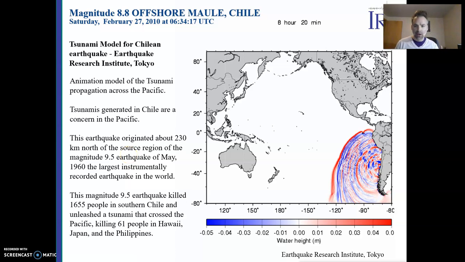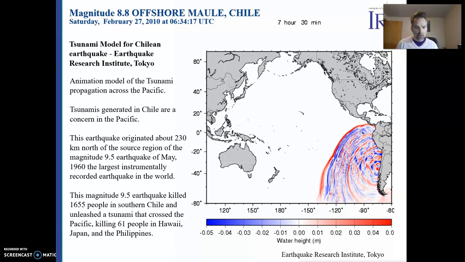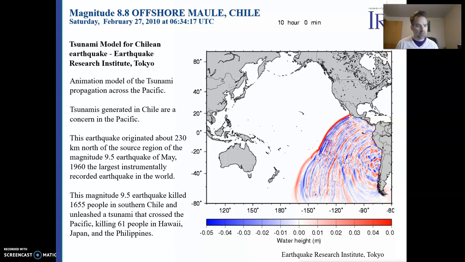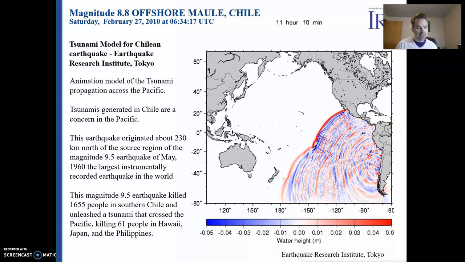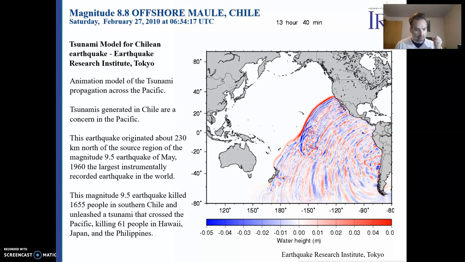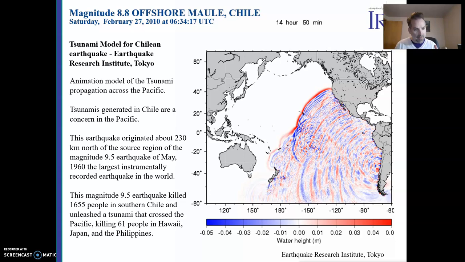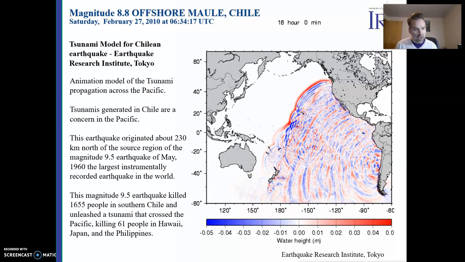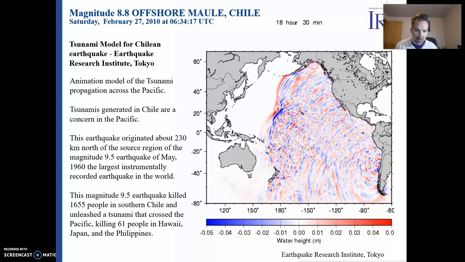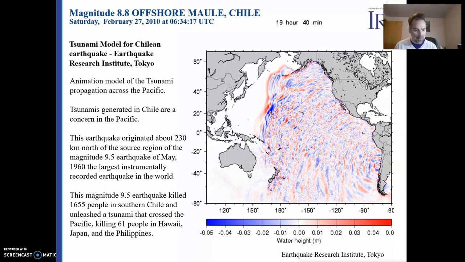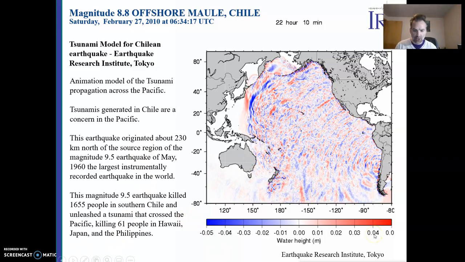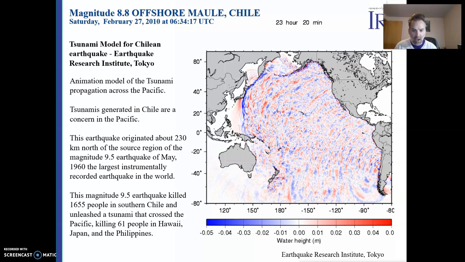We left off here on this slide, and I was trying to get it to work, and I've got it to work. It's an animation that was created by the Earthquake Research Institute in Tokyo, and we were talking about how earthquakes generate these tsunami waves, and we were talking about predicting these, and they've actually done that. This is an animation showing, basically from blue to red, the water height of the tsunami.